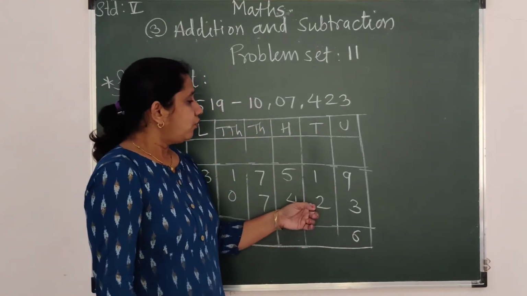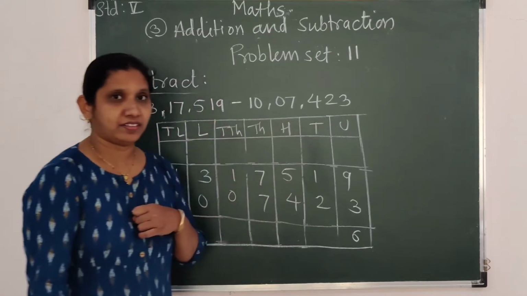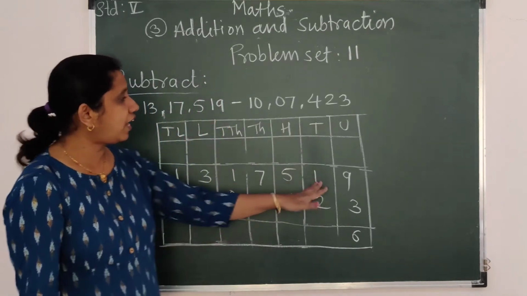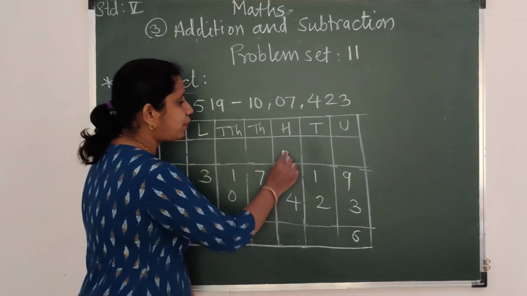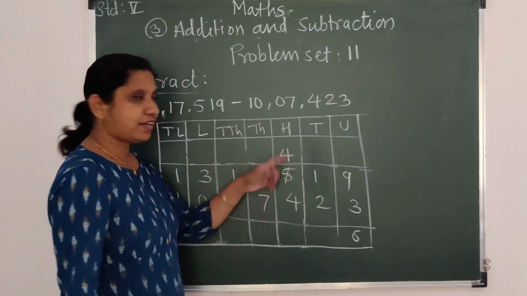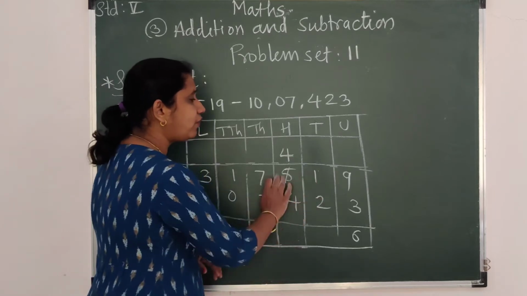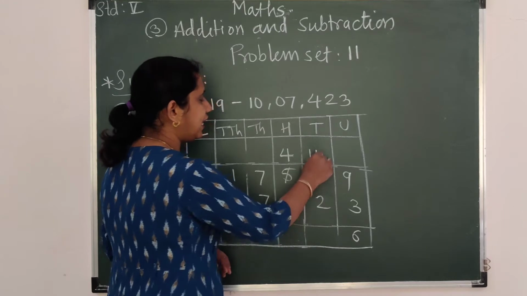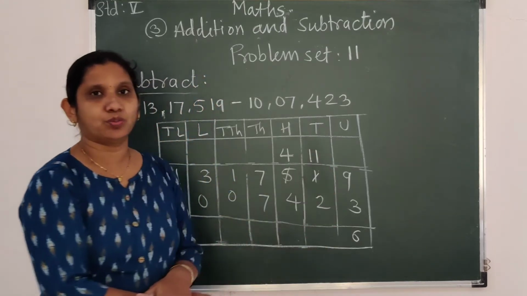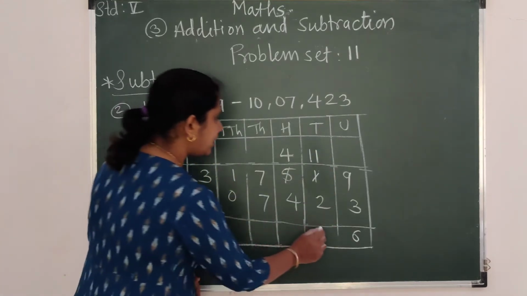Now we have to subtract 2 from 1. Can I subtract? No. Then I have to go to the hundreds place. It means I have to borrow. Cancel this 5. What will remain? 5 minus 1, 4. And when we are borrowing, it means we are borrowing 10. 10 plus 1, it is 11. 11 minus 2. Yes, it is 9.